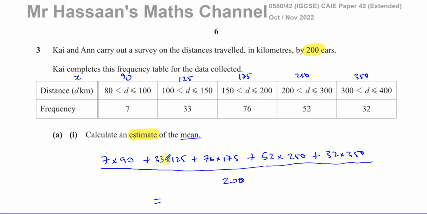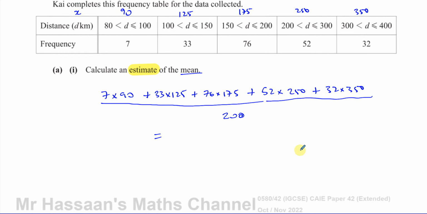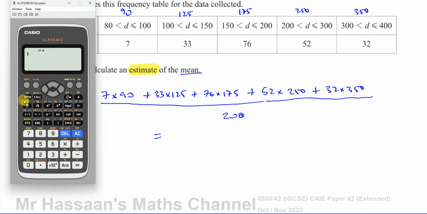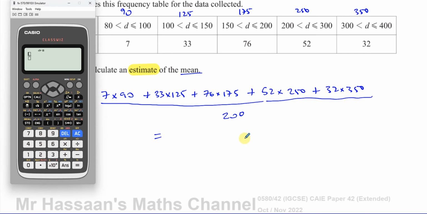Those are the steps that are essential for you to give, for you to get the marks for a question like this. Now we're going to be very careful when we put these values into the calculator, because it's very easy to type something wrong and then you'll lose some marks. If you show your steps, that's very important, you'll get most of the method marks for a question like this. You'll get them for showing the mid-interval values correctly, for multiplying correctly, for dividing by 200.